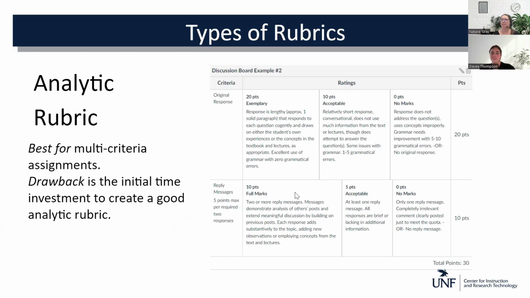And you'll see on this example, we've got the response is lengthy, at least one solid paragraph, responds to each question, excellent use of grammar with 0 grammatical errors. Now, you'll notice this is going to take a longer time to develop. And I even have a different title. So if you're developing this during a semester, you can have one discussion board rubric and then start using the second if that's what you like to do.